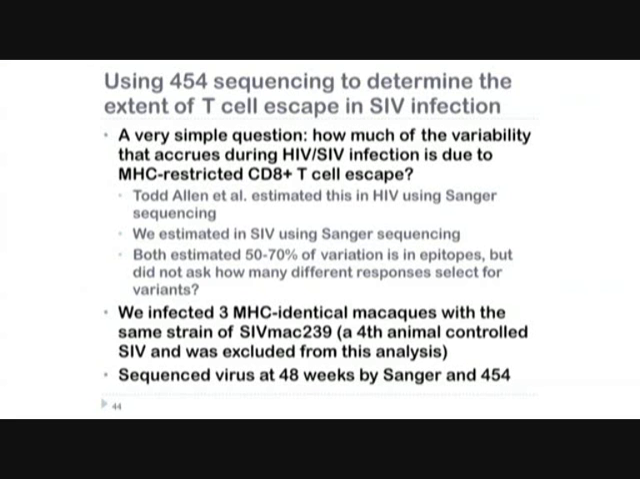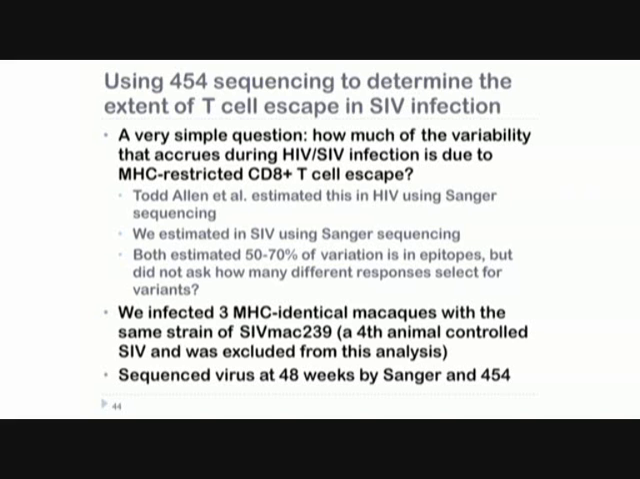So what fraction of all the T cell responses that emerge during an infection select for immune escape variants? To address this question, we took advantage of the same three MHC identical macaques that Shelby described earlier. These animals have the exact same MHC class 1 and class 2 genes. They've all been infected with the same strain of virus, SIV MAC239.